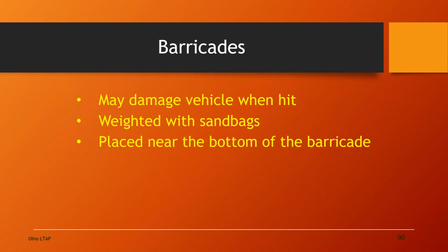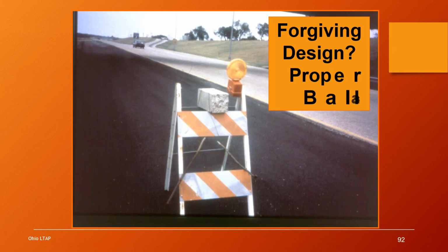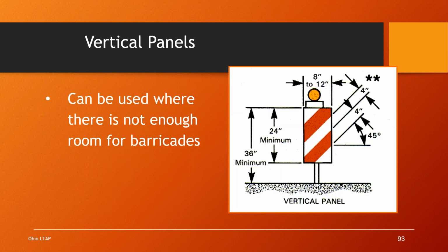And when we use barricades, we have to realize that they can damage a vehicle if the vehicle runs into them. So we want to weigh them down properly, and that is with sandbags, and the sandbags are placed at the bottom of the barricade. So with that in mind, is this barricade weighted down properly? No, that is not a forgiving design, and that might leave a mark or come flying through the windshield of the car that hits it. Sometimes you can use vertical panels if there's not enough room for barricades.